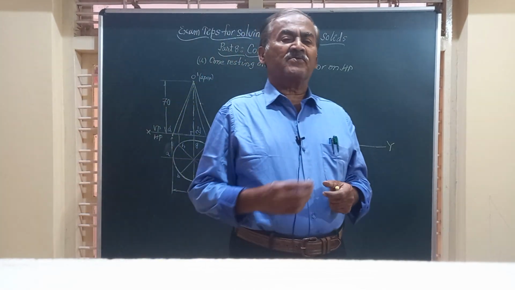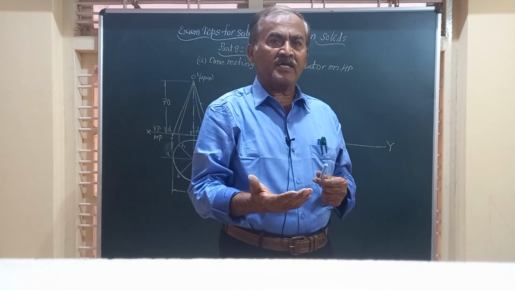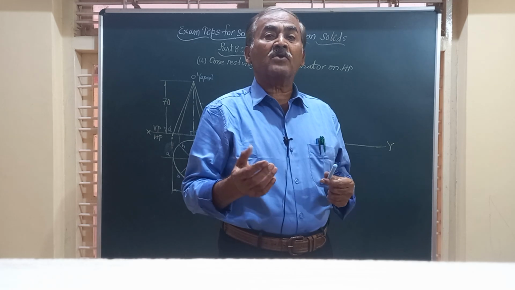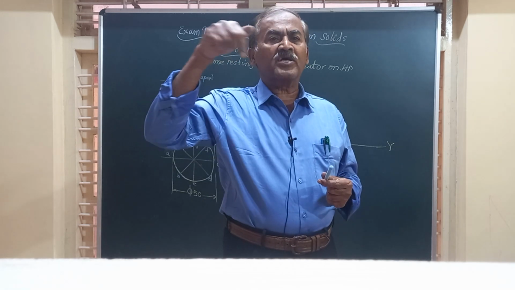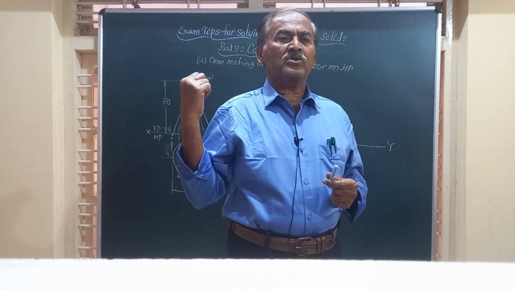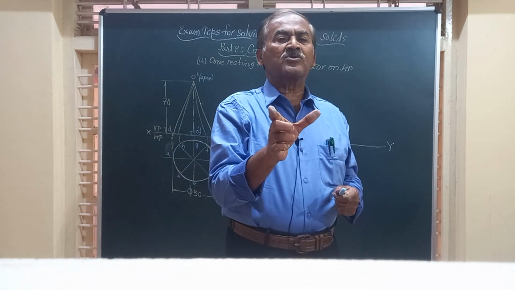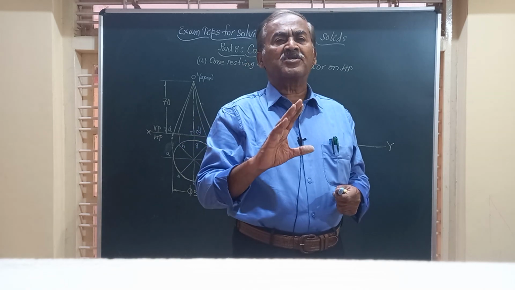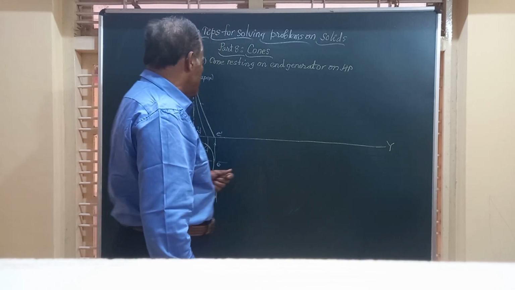Even in the case of a cylinder, simply place the cylinder on HP such that it rests on one of its circular ends on HP and get the top view, a circle similar to the cone, and the front view is going to be a rectangle with width equal to the diameter and height equal to the height of the cylinder. That will be specified in the question.